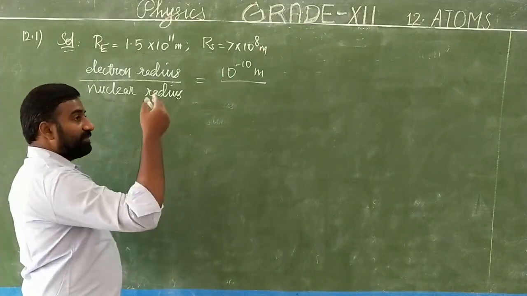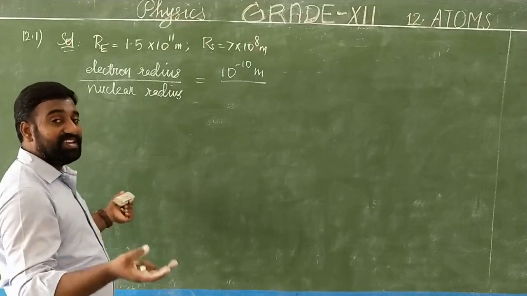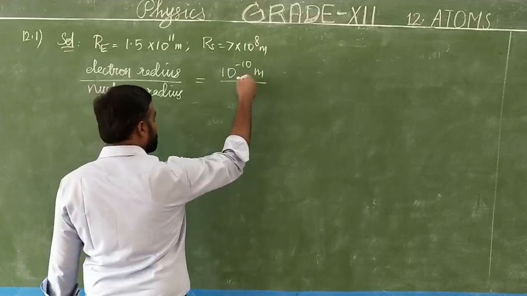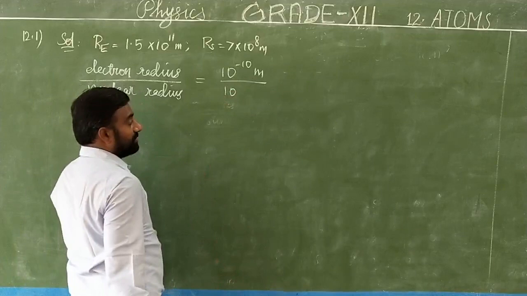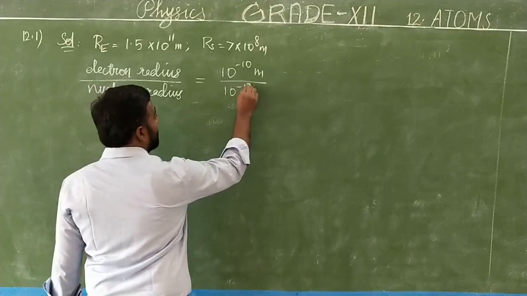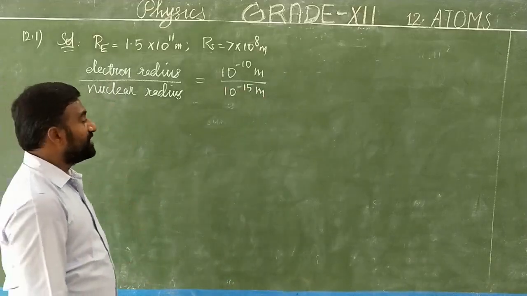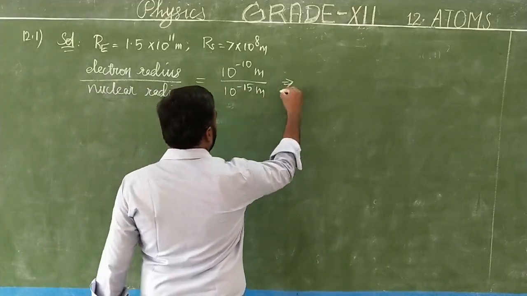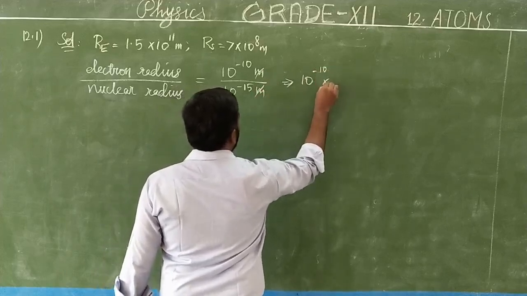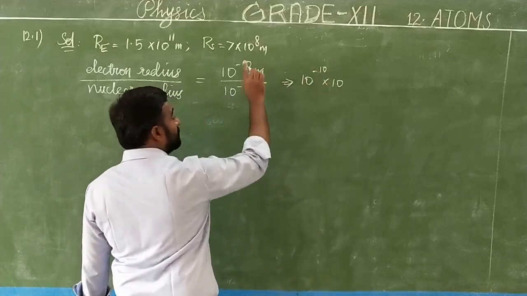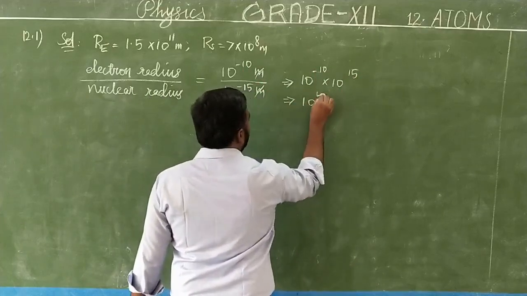From the position of an electron to the nucleus, the space is very large, and the nucleus is very small compared to the electron radius. So it is in Fermi meter. What is the Fermi meter? 10^-15 meter. Then by taking these dimensional ratios, what value do we obtain? Meter and meter cancel. So 10^-10 into 10^15, since the denominator goes to the numerator it becomes plus 15. So the final value is 10^5.